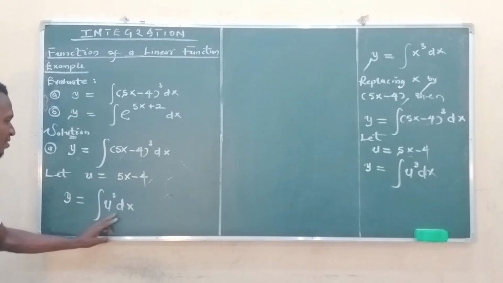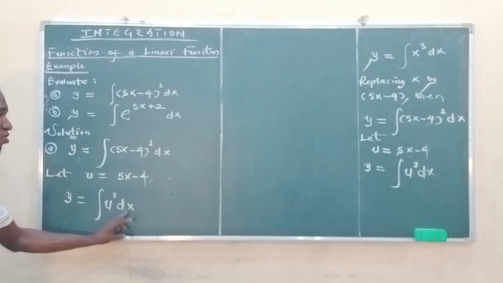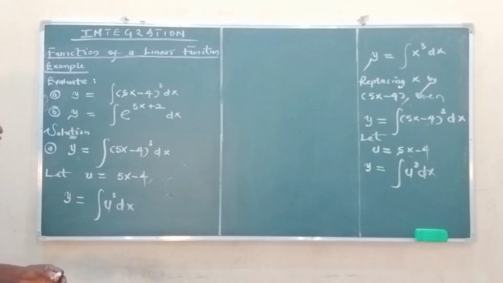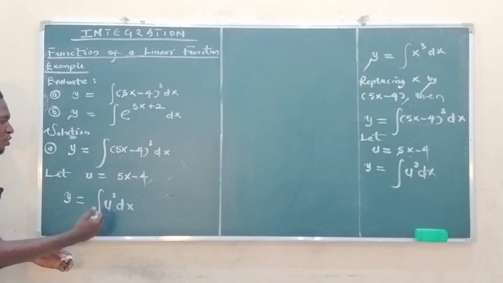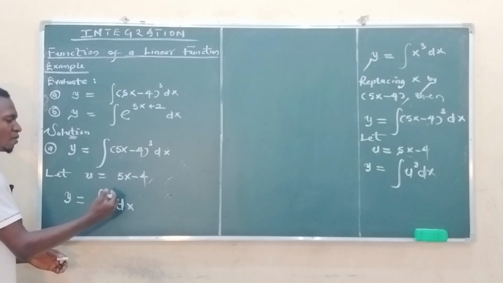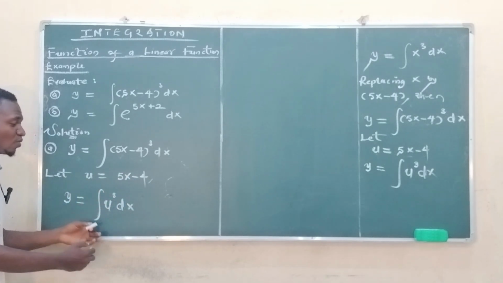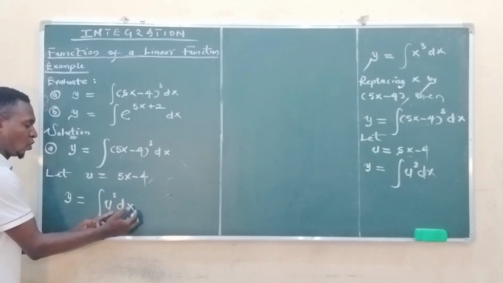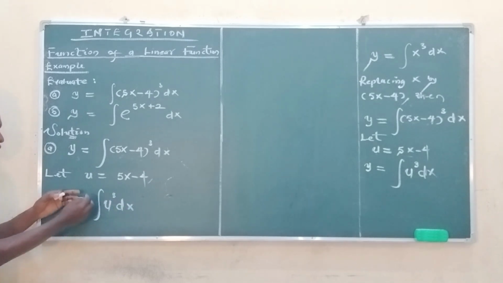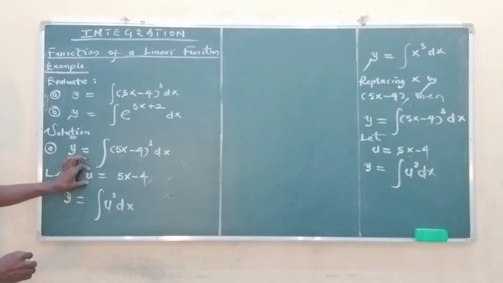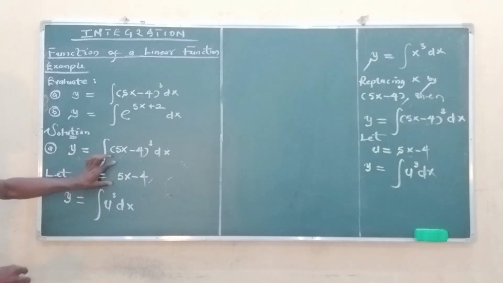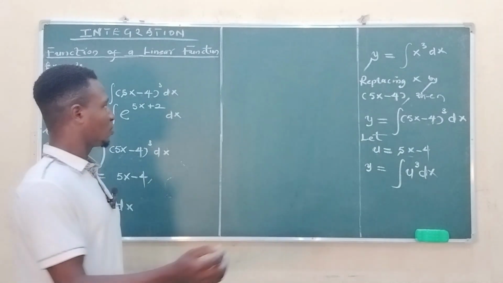Since there is a conflict between these two variables, what do we have to do? We have to go back to our original assumption where we said let u be equal to 5x minus 4, so that we can know the value of x, then bring it back. So what we are going to do right now is differentiate u with respect to x so that we can know what x is and carry out the necessary substitution.